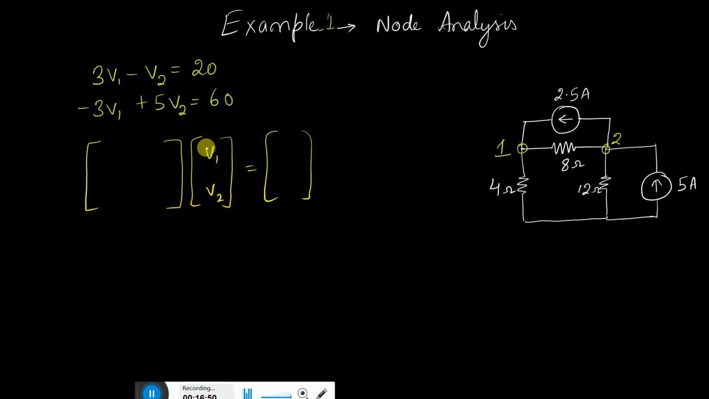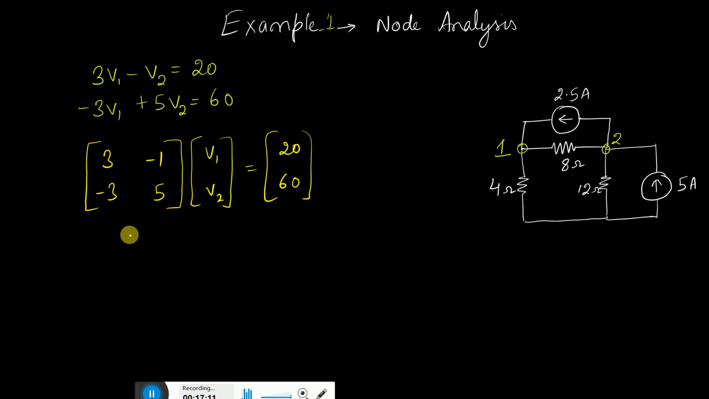So 3 is multiplied with v1, so write 3. Here, minus 1 is multiplied with v2, so minus 1. Here it is minus 3, and here it is 5. On this side the constants are 20 and 60. So you have got this matrix equation. You need to find v1 and v2.